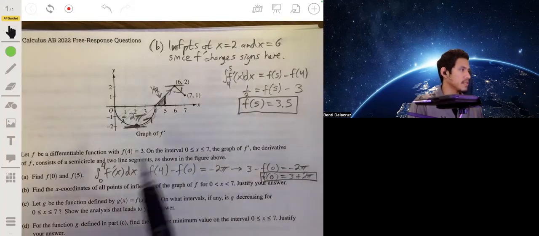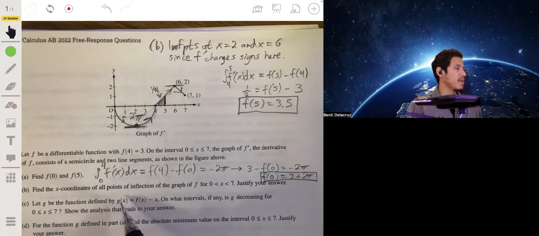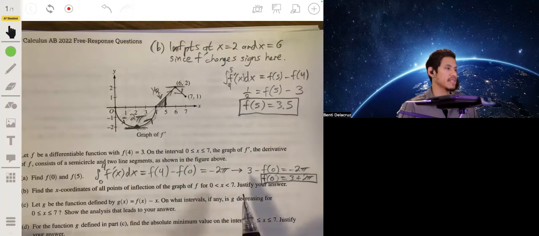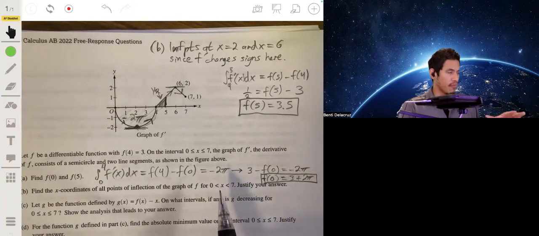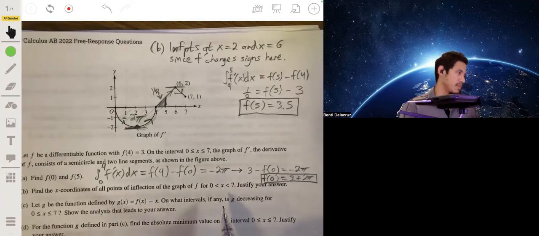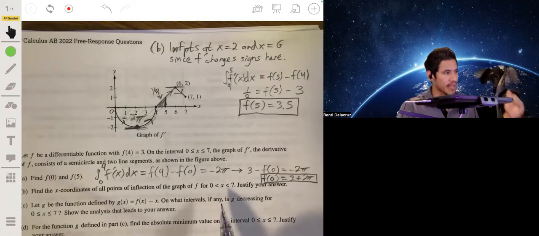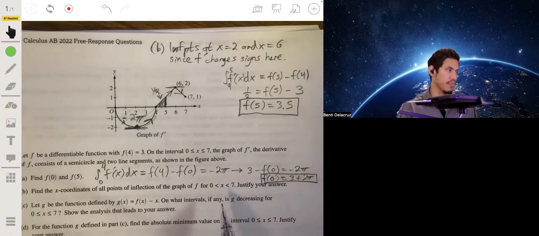All right, part C. Let g be the function defined by g of x equals f of x minus x. On what intervals is g decreasing for 0 to 7, if any? Show how we can find this out. Let's figure out the derivative of g of x, because we just have to find where the derivative is negative. When the derivative is negative, the graph is decreasing. When it's positive, the graph is increasing.